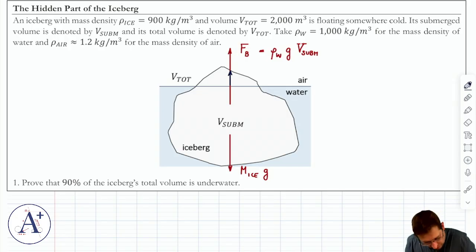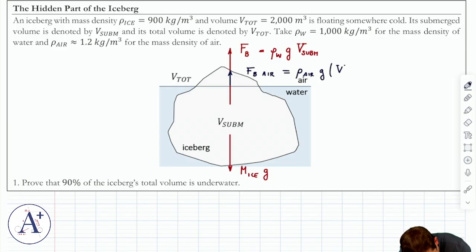So the buoyant force from air, F_B air, is going to point upward. Now, what is that equal to? Well, with the same logic, it ought to be rho of air times g times the volume that's in air, which is the total volume, V total, minus V submerged. That's the difference between the two. That's going to be this volume here.